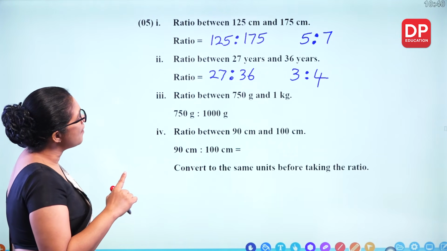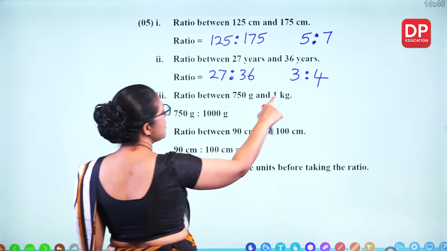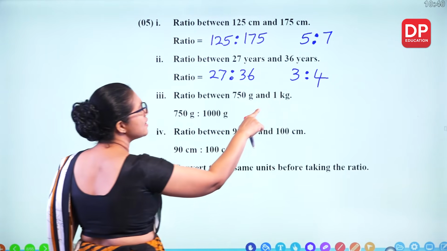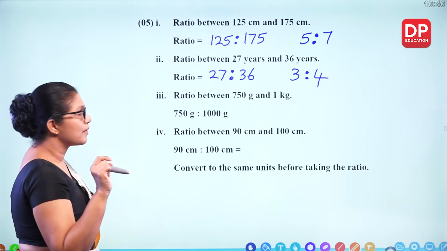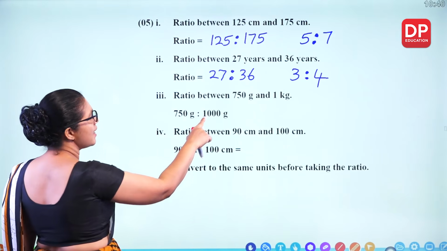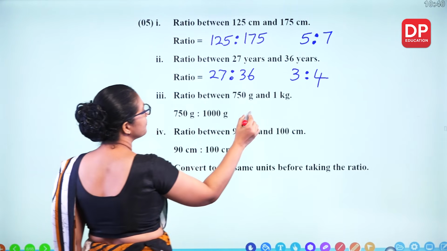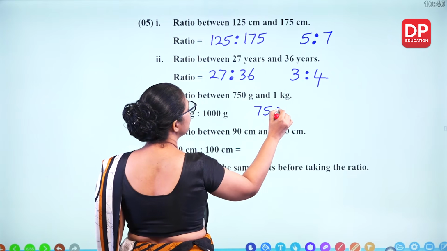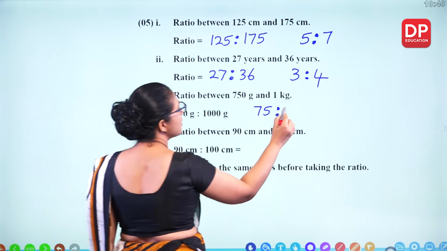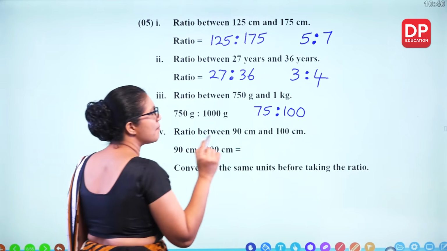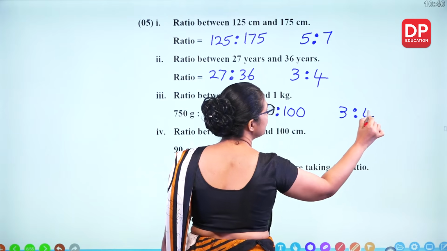Ratio between 750 grams to 1 kilo. Now, the units are different, so we have to convert to the same units. 1 kilogram is 1000 grams, so we can write 1000 there. Now, divide by 10. 75 to 100. Then divide by 25. You get 3 to 4.